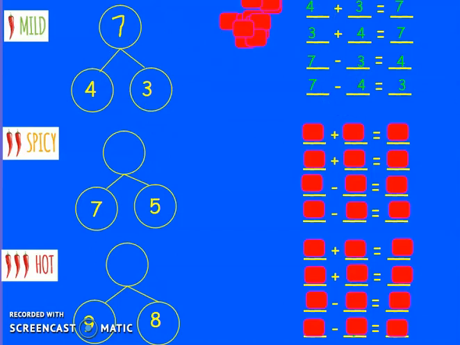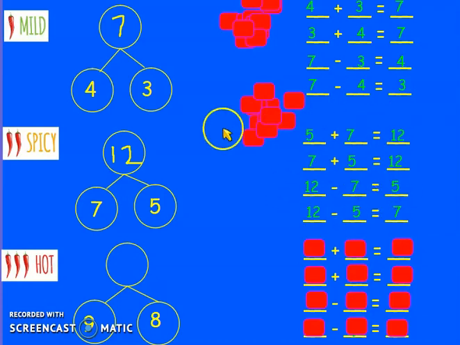Let's have a look at the second challenge. Seven plus 5 equals 12. Did you write the fact family? Let's have a look. 5 plus 7 equals 12. 7 add 5 equals 12. 12 subtract 7 equals 5. 12 take away 5 equals 7. And again, fact family has only those 3 numbers.